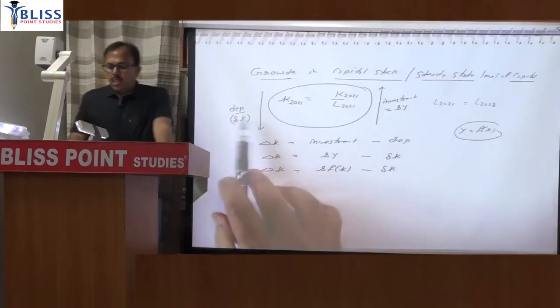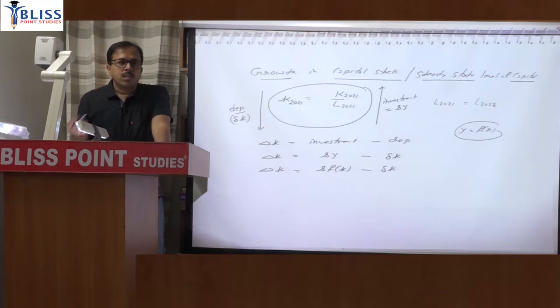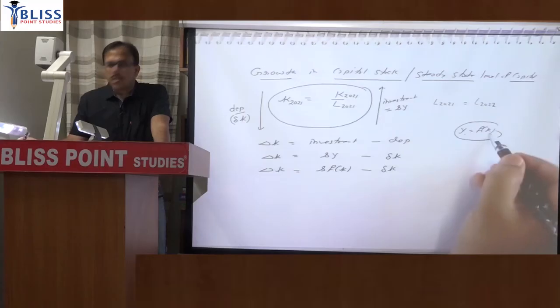So depreciation is reducing the stock, investment is increasing it. If investment is more and depreciation is less, then the stock will increase, that is, the stock in 22 will be more as compared to the stock of 21. And if the stock of capital is more, then output will also be more, because Y is a function of K. So when K rises, Y will also rise.